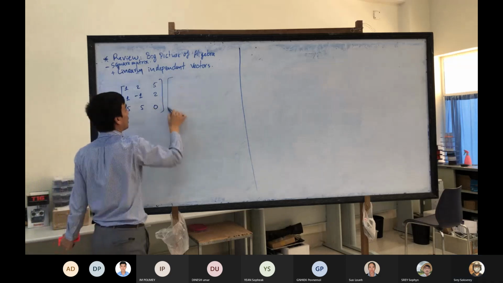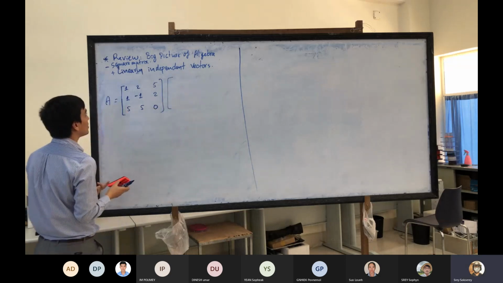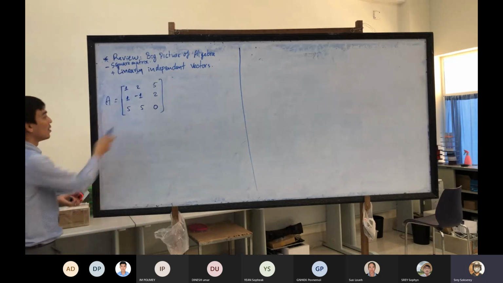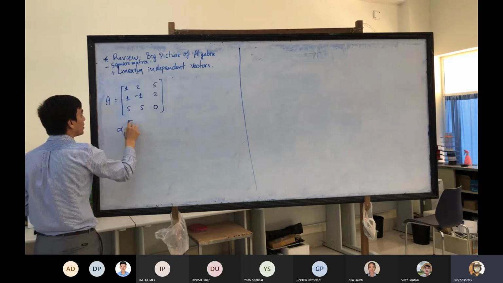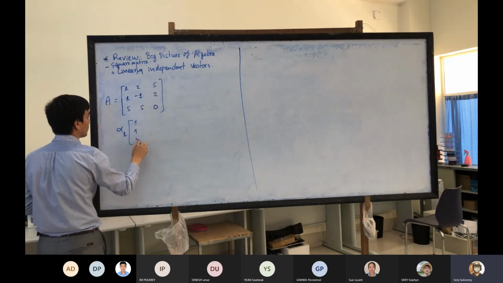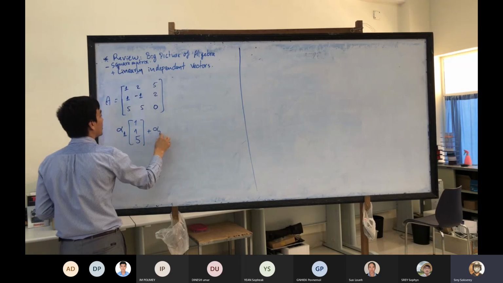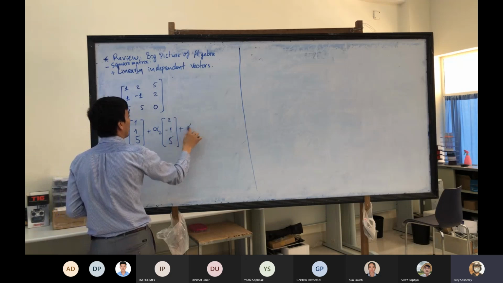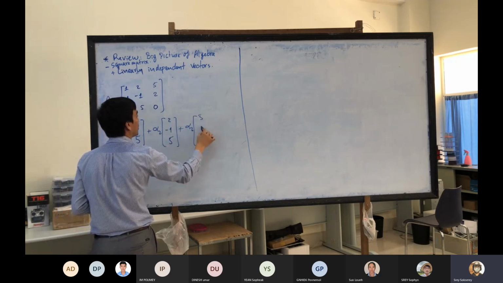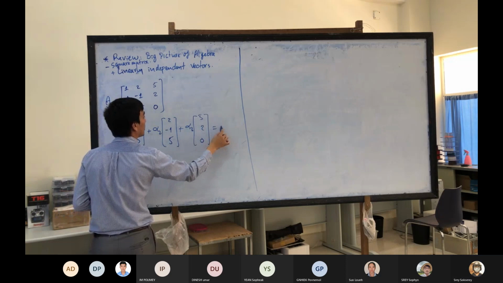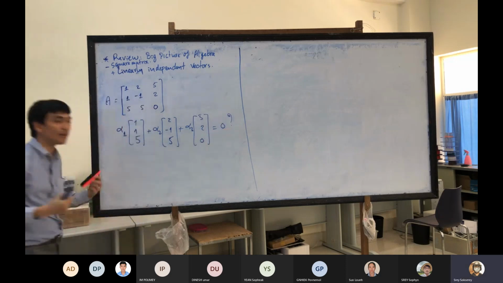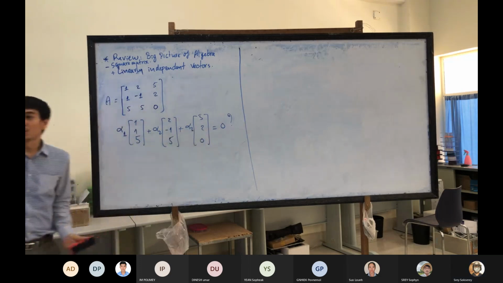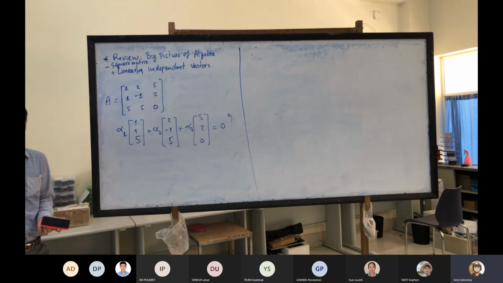Let's say I want to find alpha 1 times (1, 1, 5) plus alpha 2 times (2, -1, 5), and alpha 3 times (5, 2, 0), equal to 0. Can you find alpha 1, alpha 2, alpha 3 so that you do this linear combination and get 0?